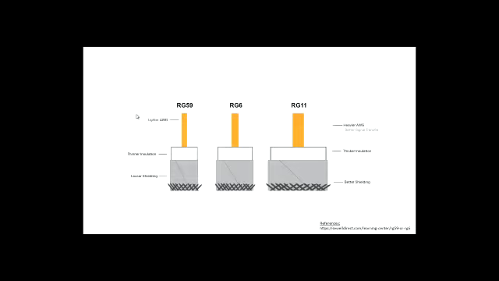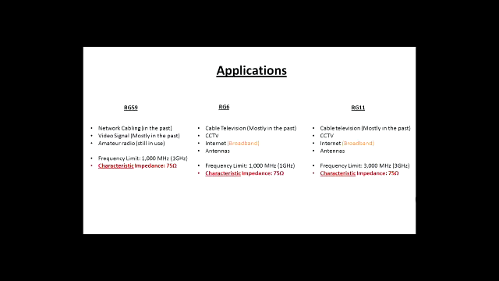All right, applications for these three types of cables. RG59 would be the thinnest one of them all. I put this drawing here as a comparison of the thicknesses. Basically, this is how they compare, more or less, in thickness, so there's a bit of a difference in size. Applications for the thinnest cable, RG59: it used to be widely used for network cabling in the past, up until the mid 90s.